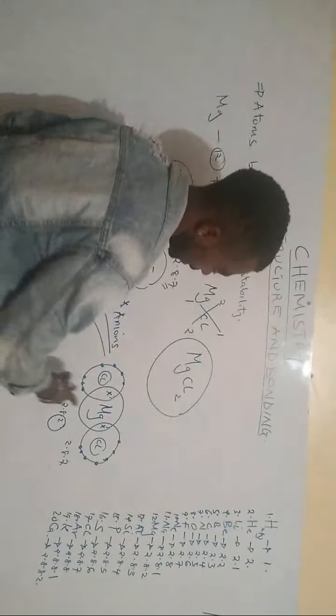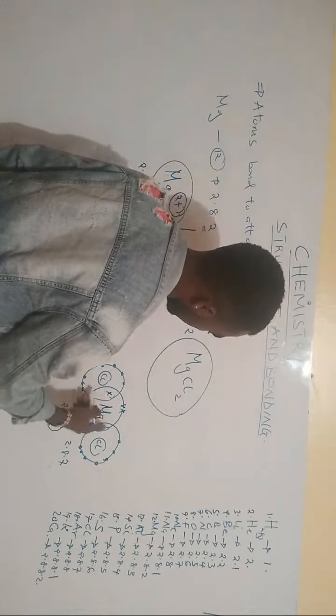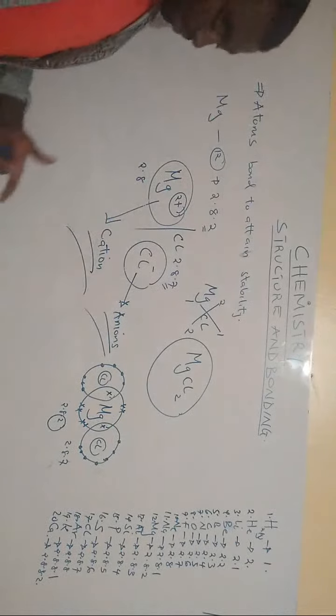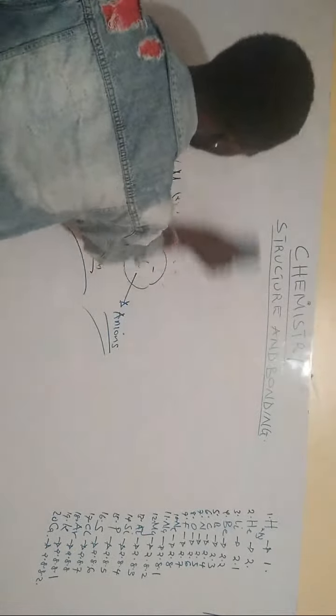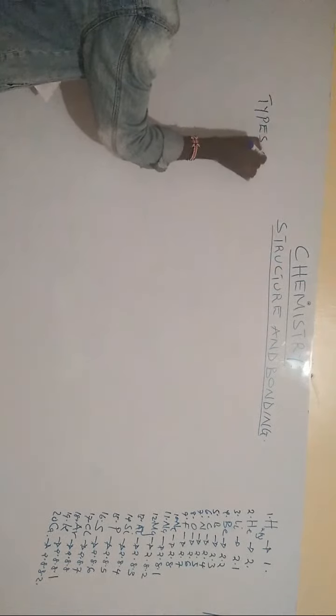All right. Now for magnesium, we have 1, 2, 3, 4, 5, 6, 7, 8. So that's the magnesium. Let's start magnesium chloride. We need to know the types of bonds we form. So, types of bonds.